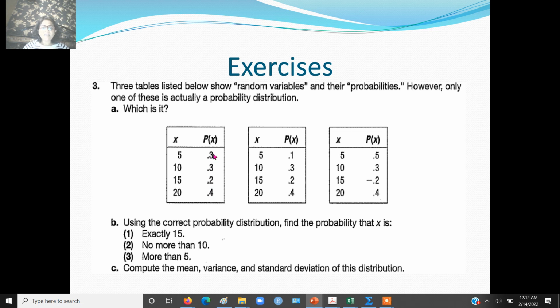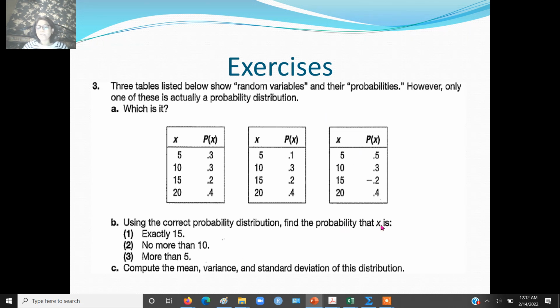So if you add these probabilities in the first distribution, you will see it will exceed 1. But if you add the probability column in the second one, you will see that it is equal to 0.6 plus 0.3, which is 0.9, plus 0.1, which is 1. So the middle one is a proper probability distribution because the sum of the probabilities is 1 and none of the probabilities is negative. None of the probabilities is greater than 1. So this is a proper probability distribution.